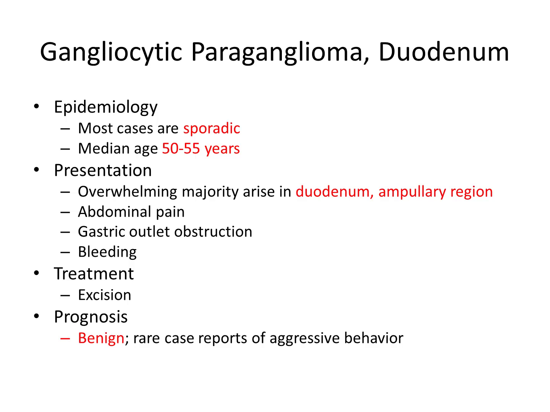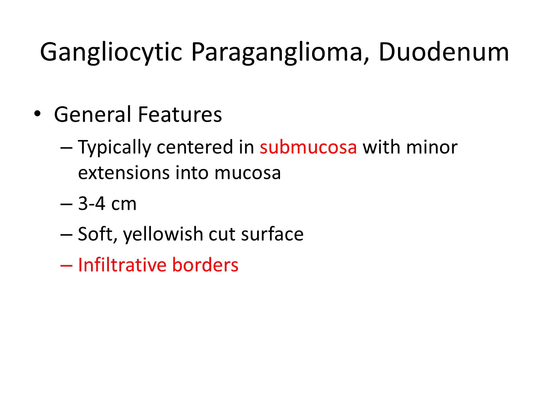They may present with abdominal pain, a gastric outlet obstruction, or bleeding. Treatment is excision. These tumors are benign with only rare case reports of aggressive behavior. Typically, these tumors are centered in the submucosa, but may extend into the mucosa. The average size is around 3 to 4 centimeters. They are soft, yellowish, and have infiltrative borders.